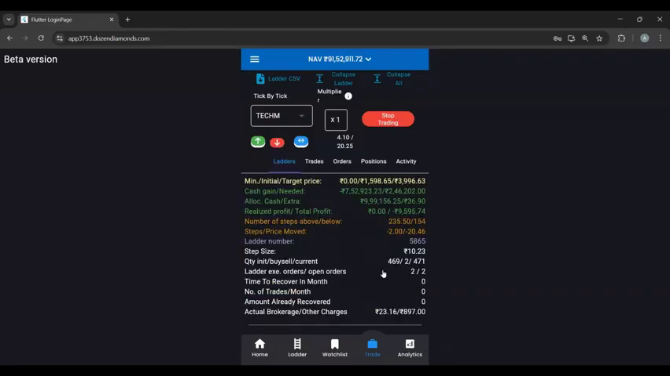Moving on, if I keep on trading, I would be getting a gist of the entire strategy, that this is what is going to happen in the live market.